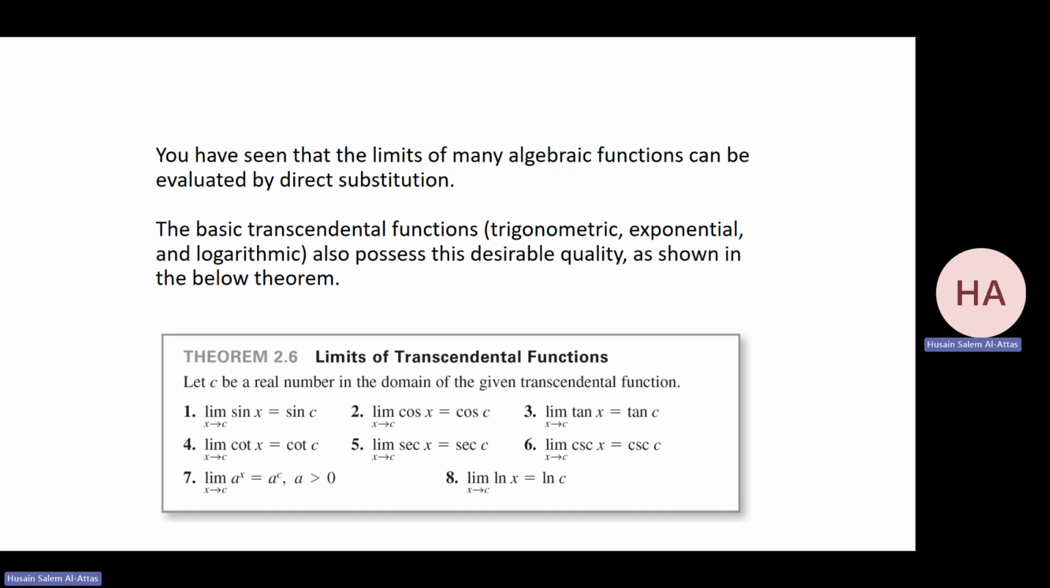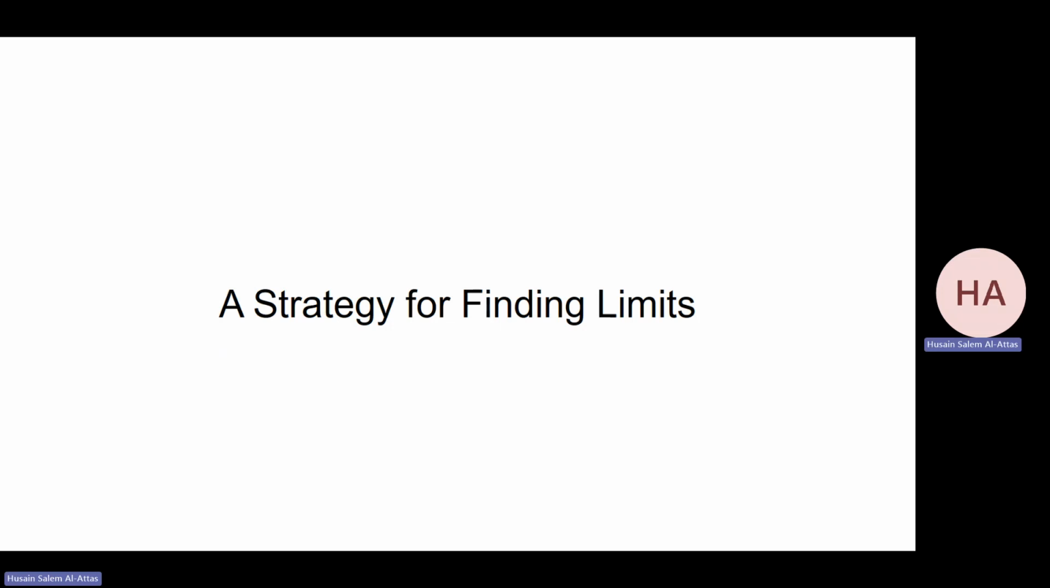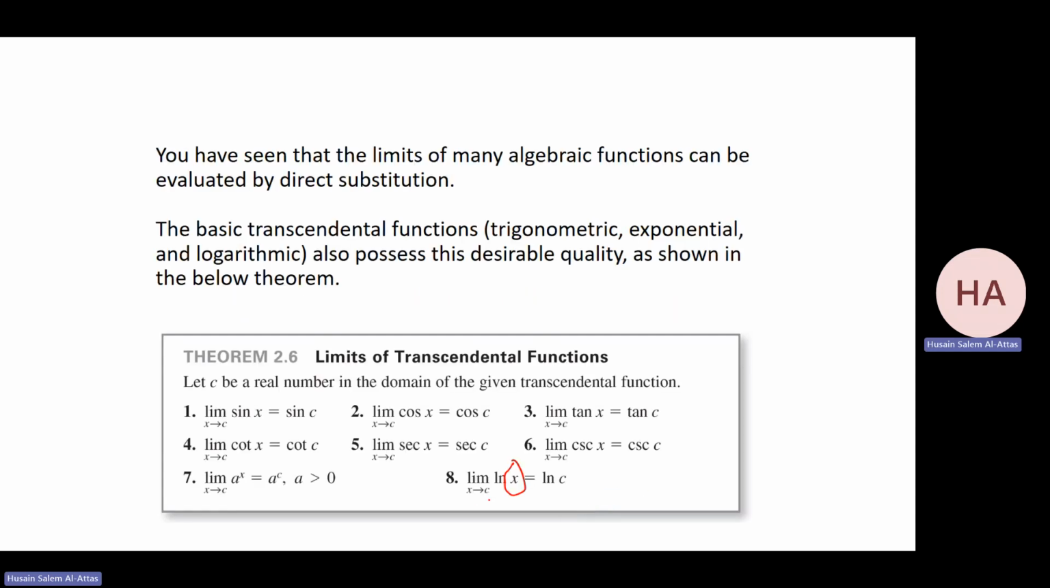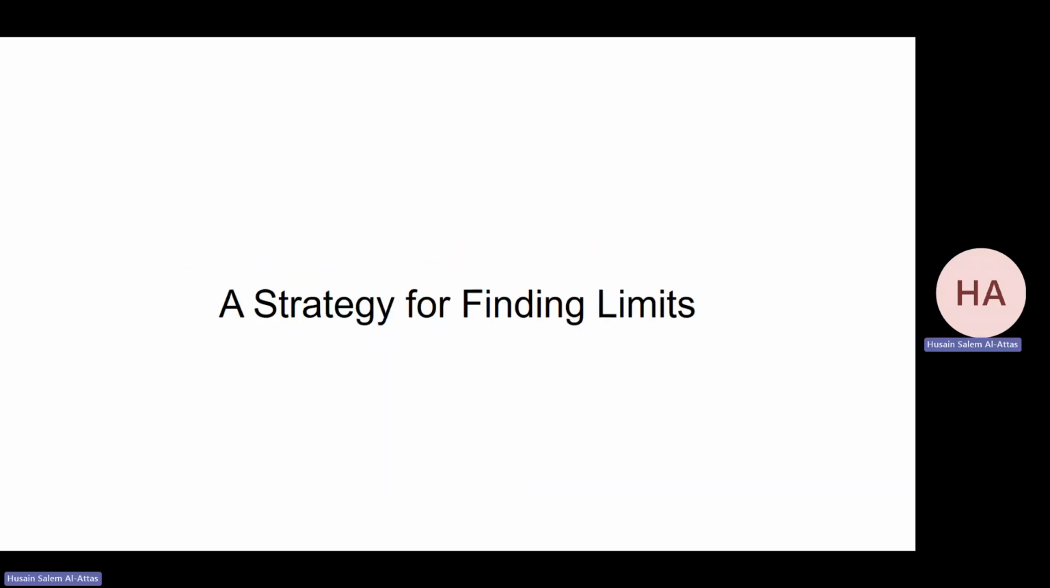These functions are continuous in their domains, so finding the limit is like substitution if c is in the domain of these functions. For example, I need to be careful here, x should be positive to find the limit, so c here should be positive. If I want to find the limit as x goes to 2 of ln x, since 2 is in the domain of this function, you just substitute, you get ln 2.